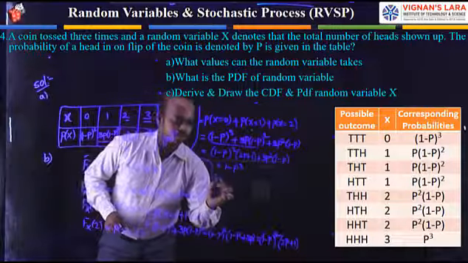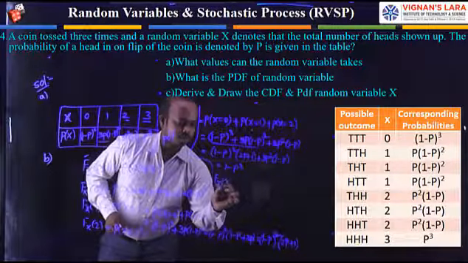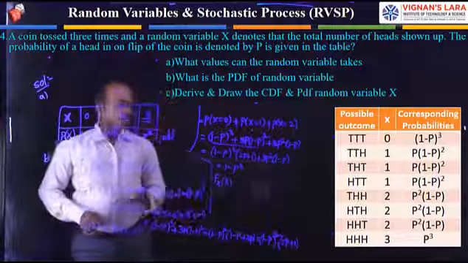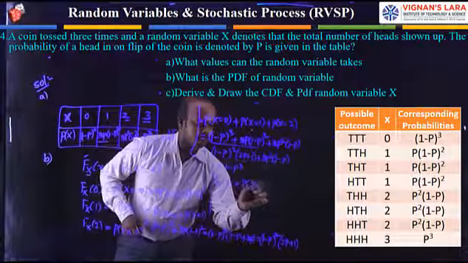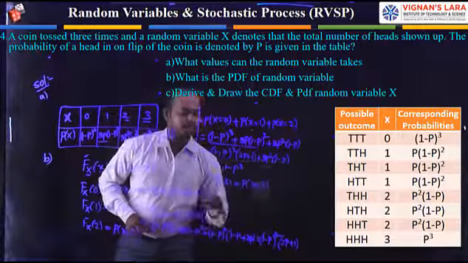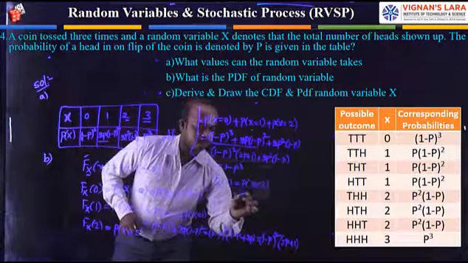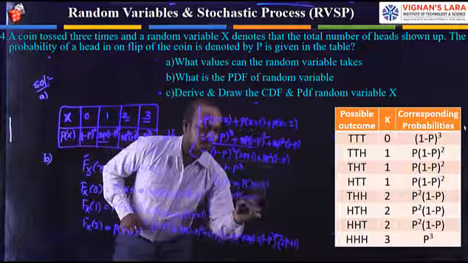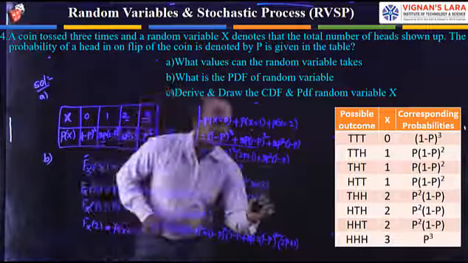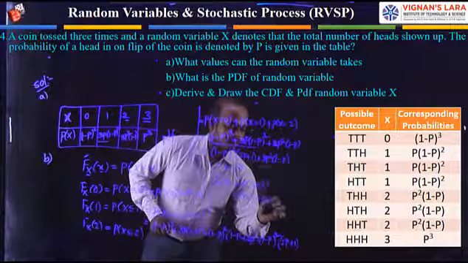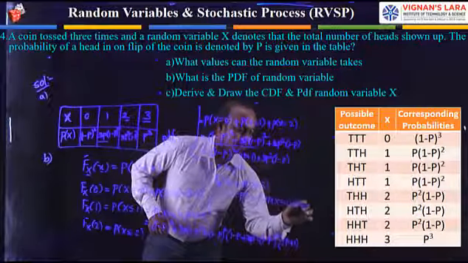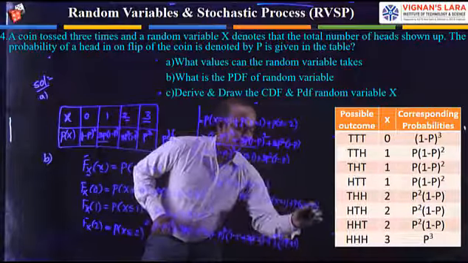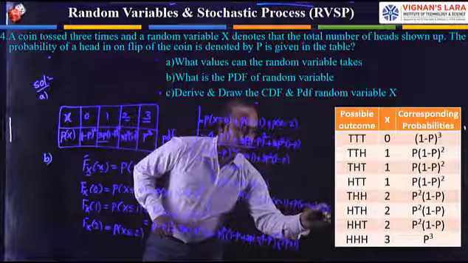The fourth one is Fx of 3. Fx of 3, we are writing, is the probability of capital X less than or equal to 3. This value is the probability at x is equal to 0 plus probability at x is equal to 1 plus probability at x is equal to 2 plus probability at x is equal to 3.